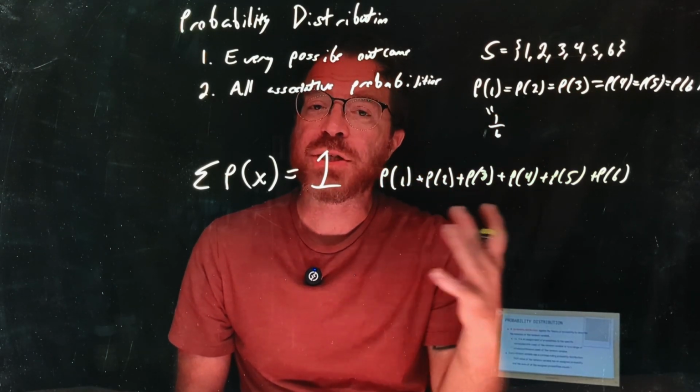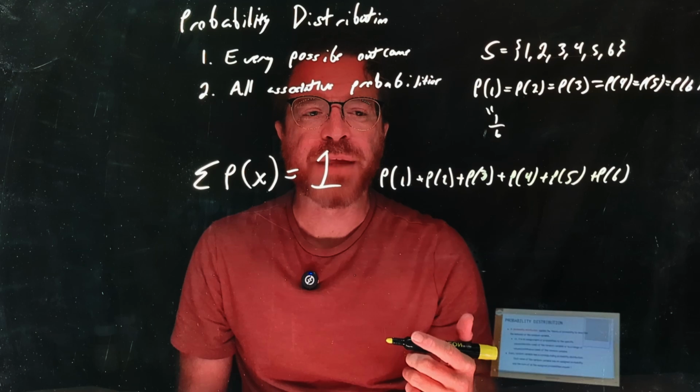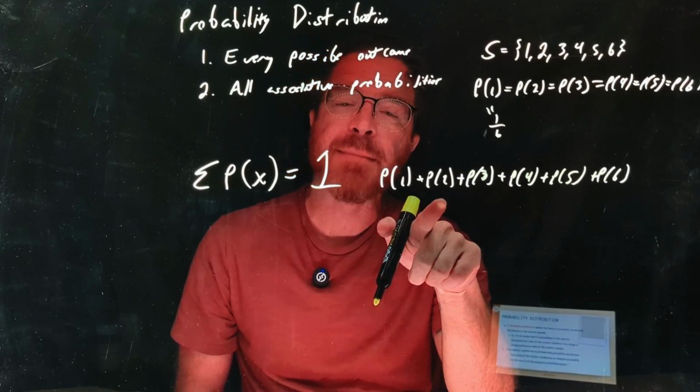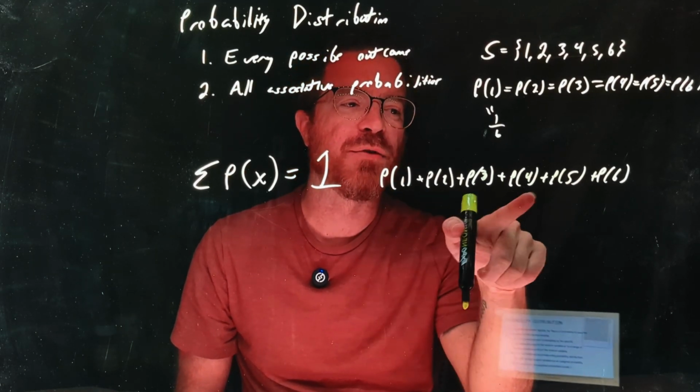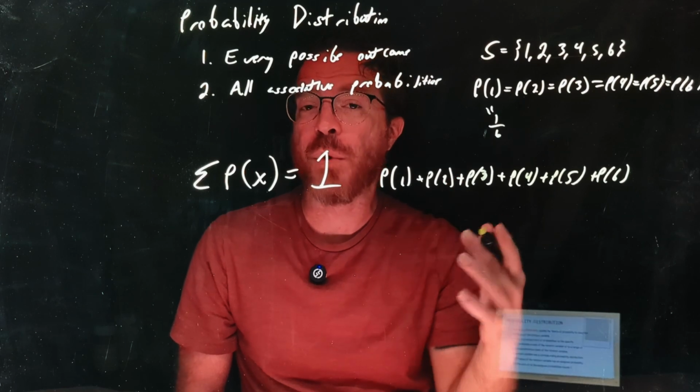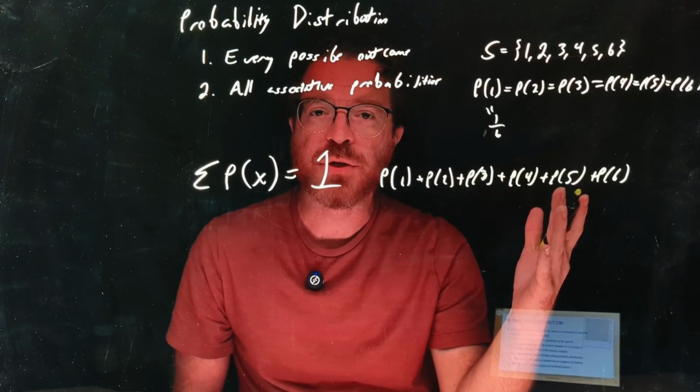and they are mutually exclusive from each other. If I roll a die and I tell you that I got a 2, that means that it could not have been a 1, a 3, a 4, a 5, and a 6. So therefore, they are mutually exclusive from each other.